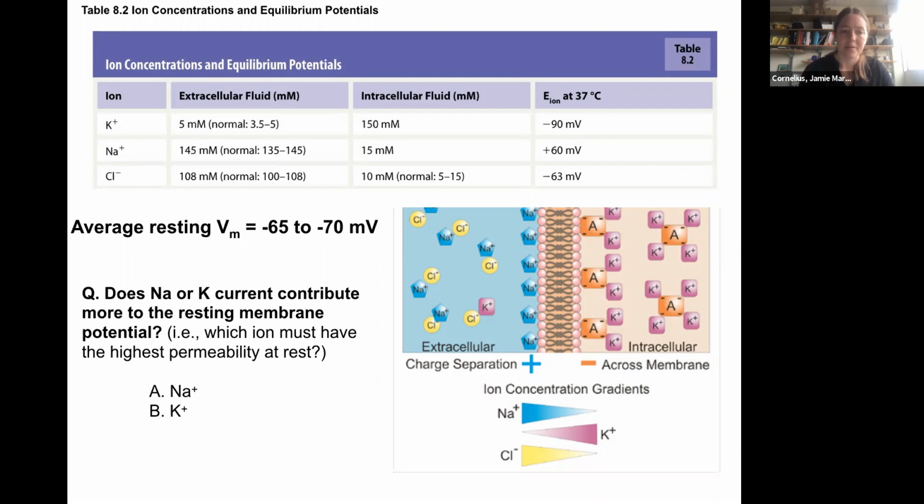Okay, so hopefully for that one, you came up with potassium. And the clue there is that the resting membrane potential is closest to potassium, given those options. It's also very close to chloride. So theoretically, chloride could be the ion that is most important for determining the resting potential and have the highest permeability. I gave you two answers there because it turns out that potassium is really the main driver of the resting potential.